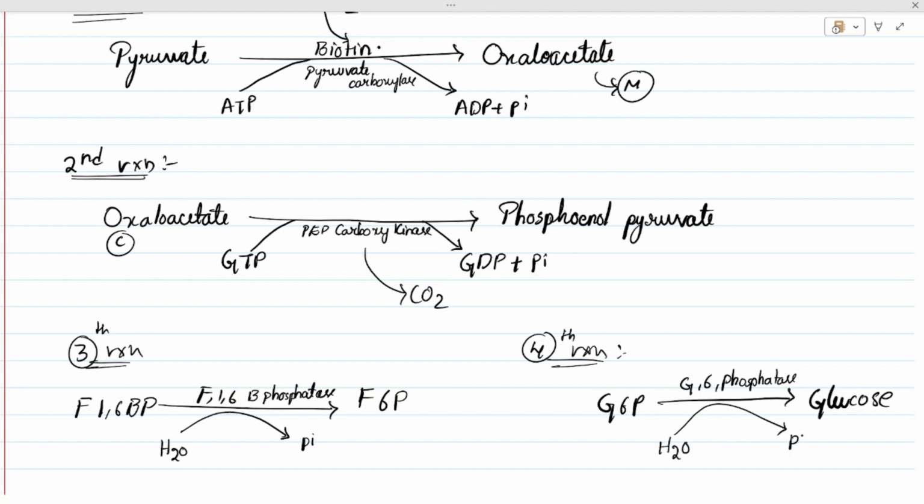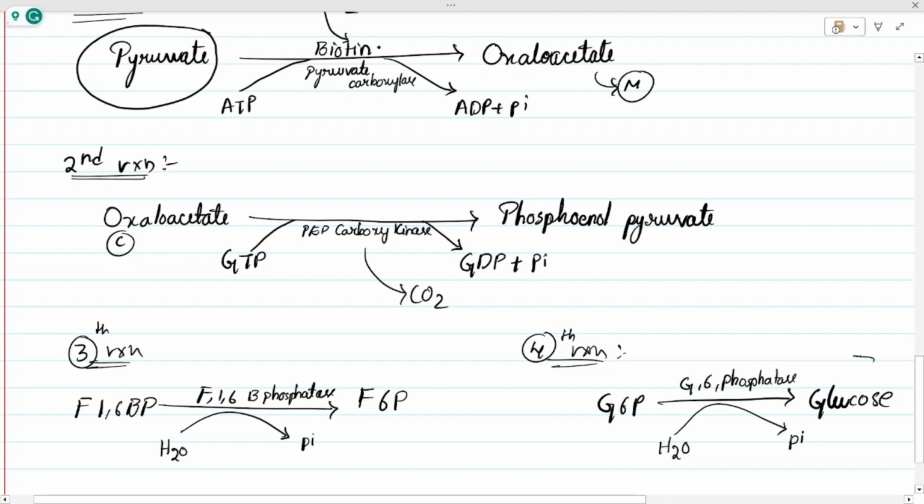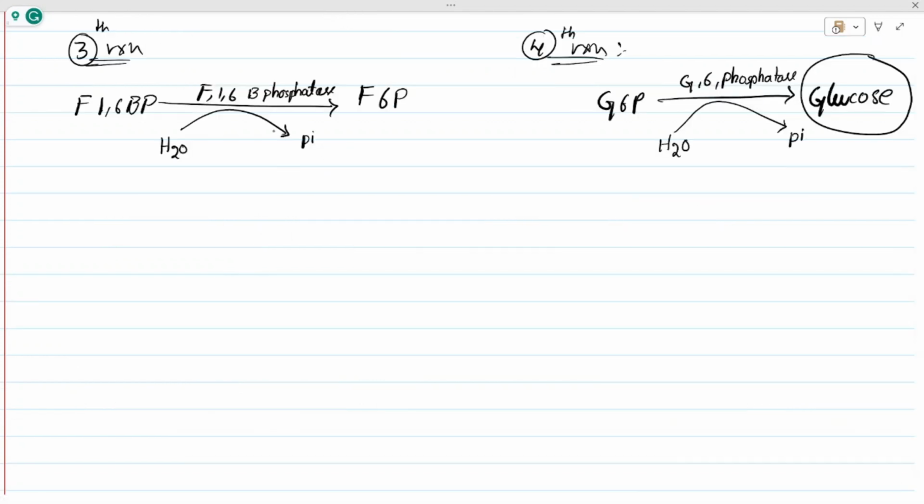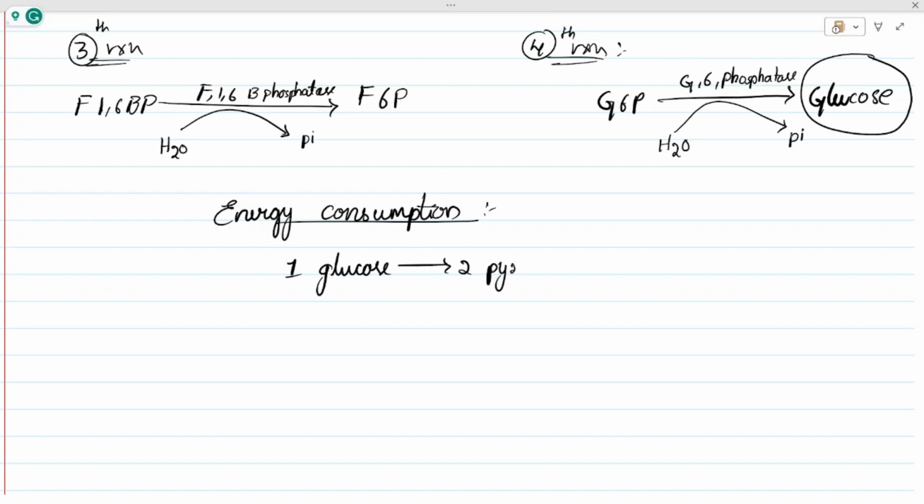See, here we have used pyruvate as the substrate, and we have produced glucose as the product. Coming to the energy consumption, we know that for one glucose, two pyruvate molecules are required, right? Hence, there is a utilization of 6 ATP.